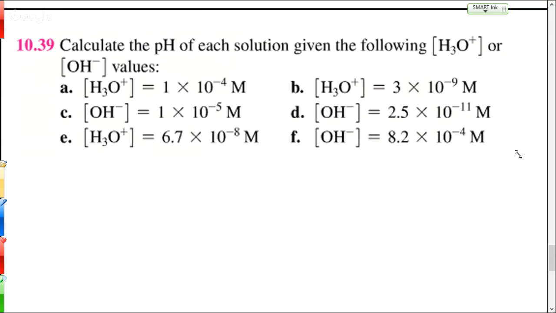If a number is less than 7, that's acidic because it has more of a hydronium concentration. Yeah, we'll talk about that scale in a minute. But let's practice some calculations while we're talking about these. All right, calculate the pH of each solution given the following hydronium or hydroxide values. So the first thing to note is these two on the left, A and C, we should be able to do those without getting calculators out. The other ones we'll all have to use calculators for, and I'll show you how to do that.